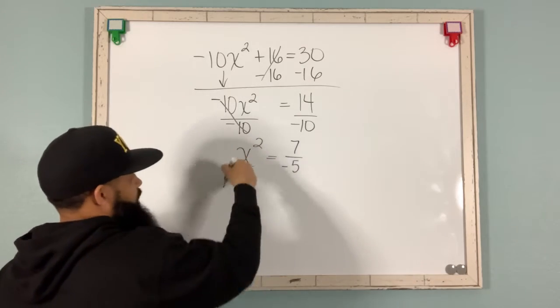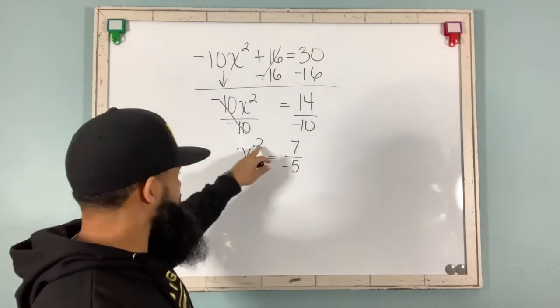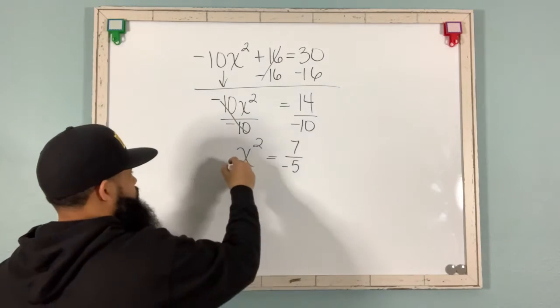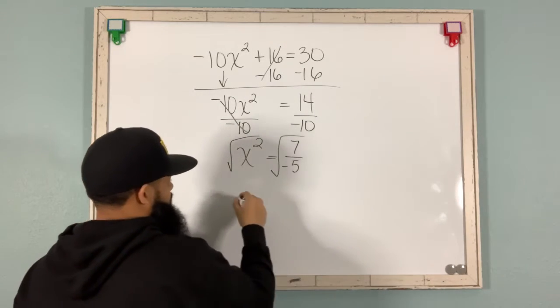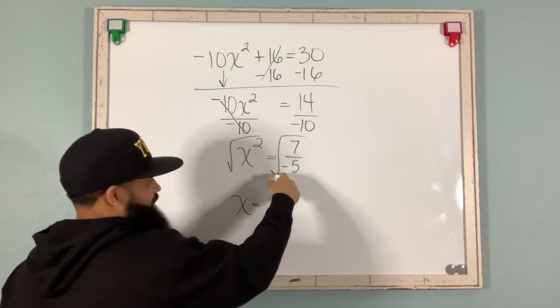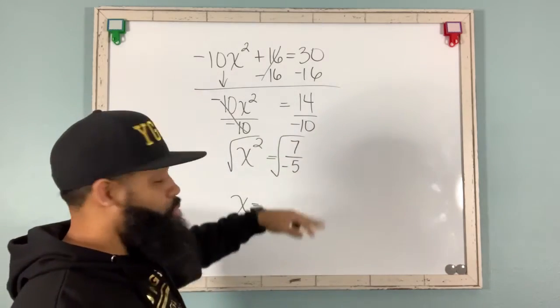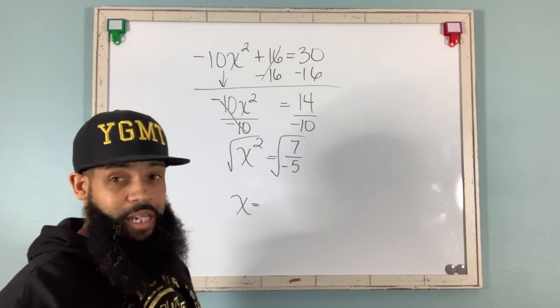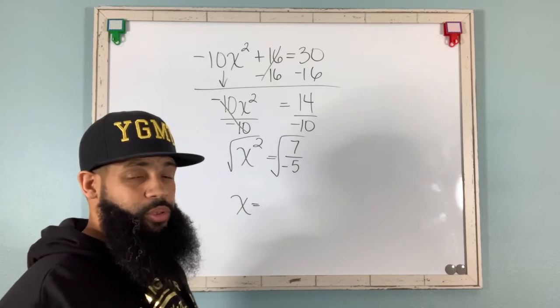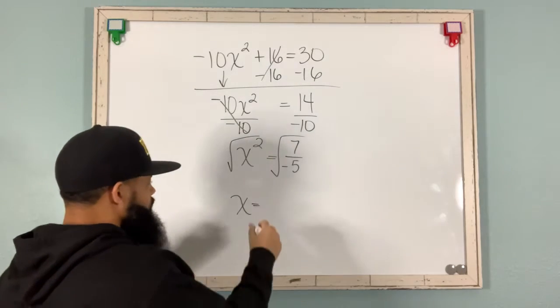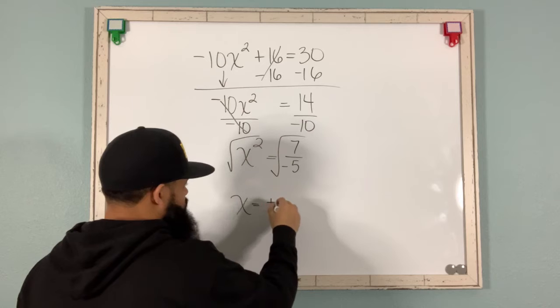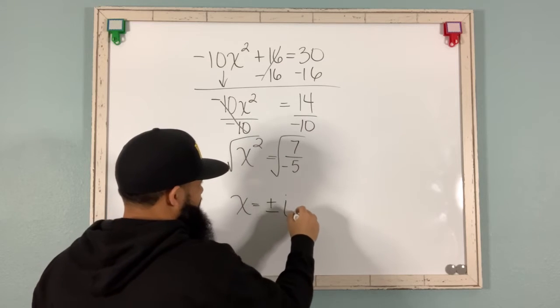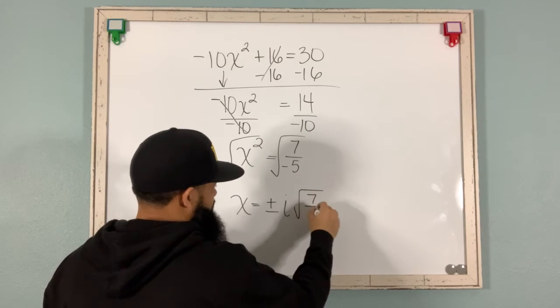All right. Need to take the square root because the opposite of an exponent of 2 is the square root. So boom, take the square root of both sides. Now x equals, this is negative. And remember, whenever you have a negative number under the radical, we have to use an imaginary number. So we say plus or minus i times the square root of 7 over 5.